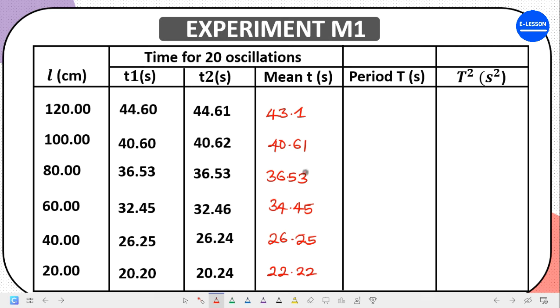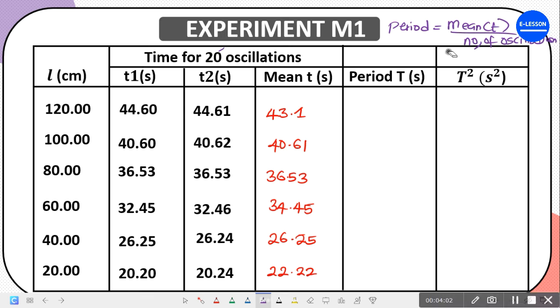Now, the next step we are going to take is to find the period. Take note, the formula for period is equal to the mean of the time divided by the total number of oscillations, or total number of revolutions. Now, in this case, we have 20 oscillations. So our period will be the mean over the total number of oscillations. So what is that going to give us?